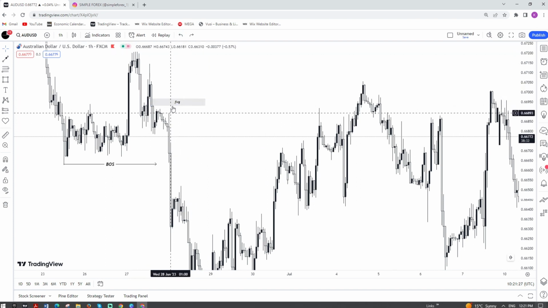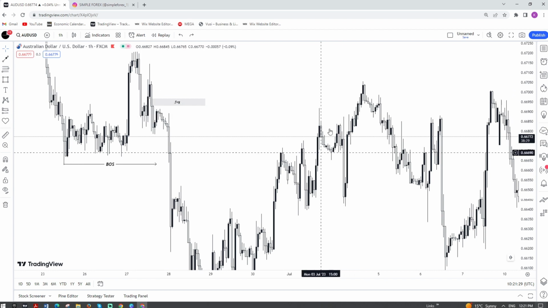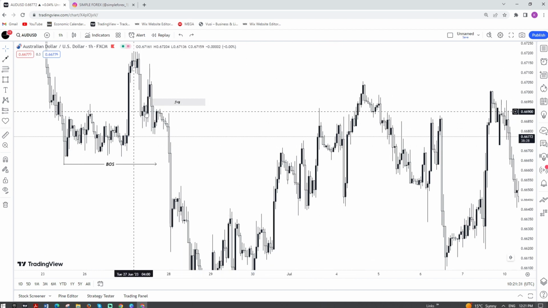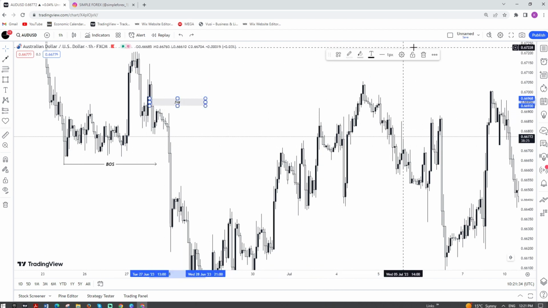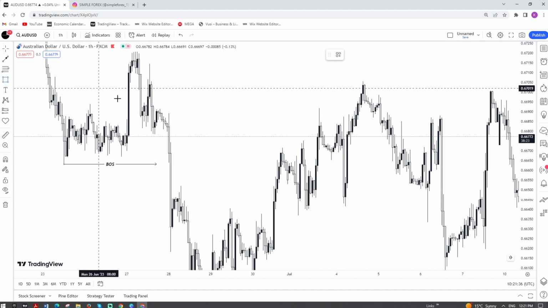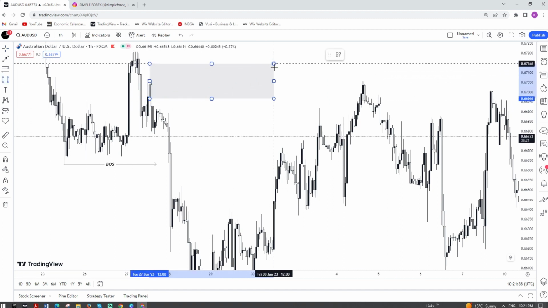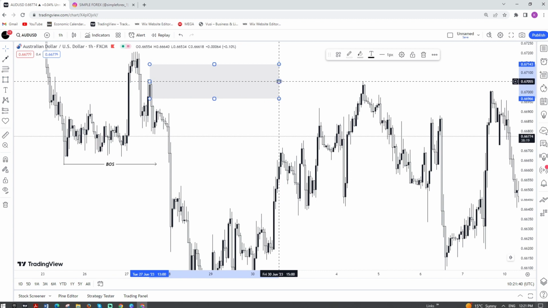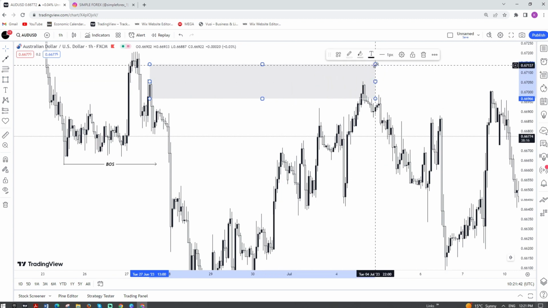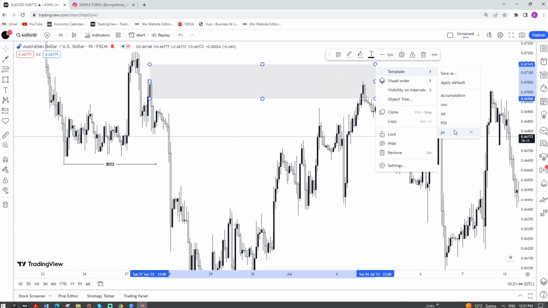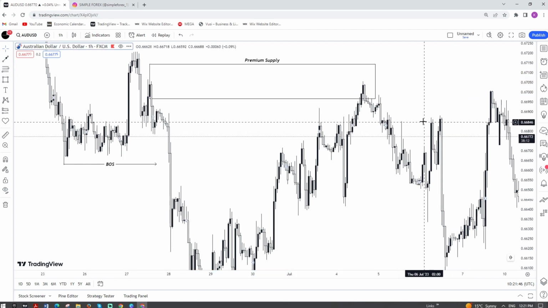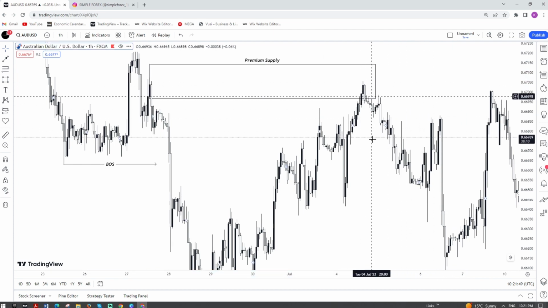Fair value gap. So I know that price has to come and fill in my fair value gap over here and mitigate a certain order block, right? So the order block that I targeted was this order block right here. This order block right there. So that was our premium supply. It was our supply zone. As you know, in the supply zones we look for the sells, right?